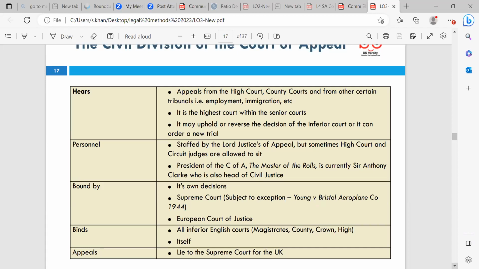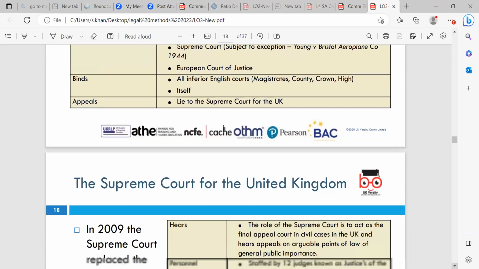Its President, the Master of Rolls, is currently Sir Anthony Clarke, who is also the head of civil justice. They are bound by their own decisions, subject to exceptions, and by the Supreme Court and the European Court of Justice. It binds all inferior English courts, which are the Magistrates' Court, County Court, Crown Court, High Court, and itself, and appeals lie to the Supreme Court, the highest court.